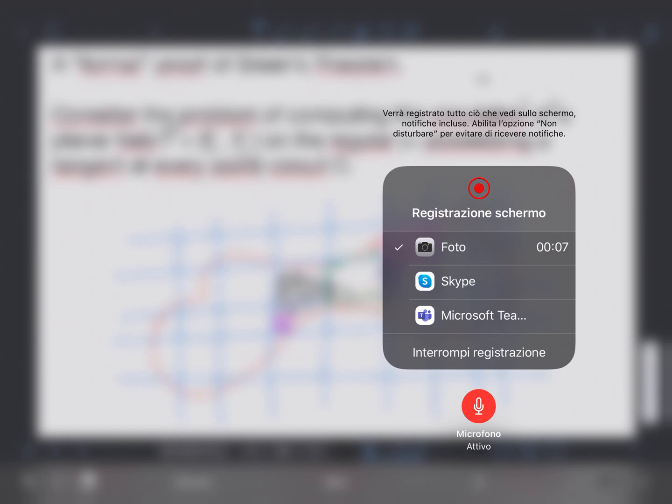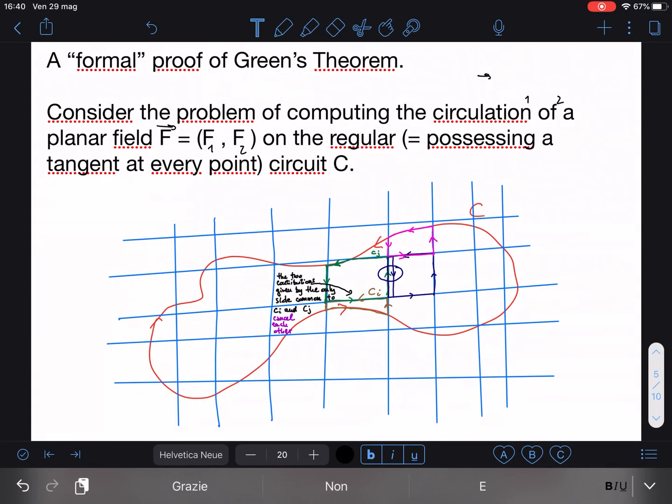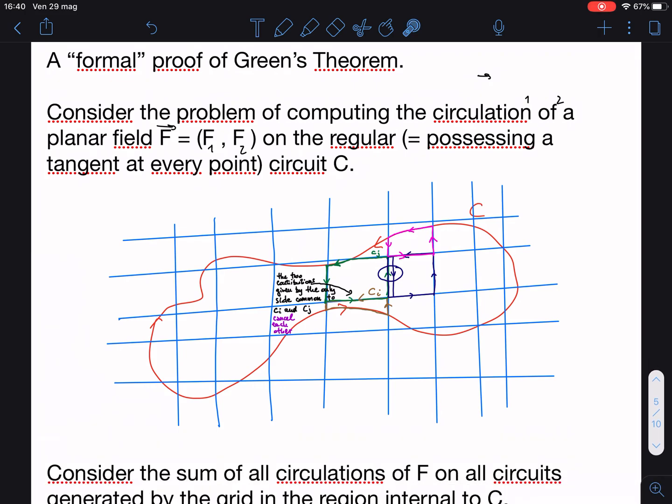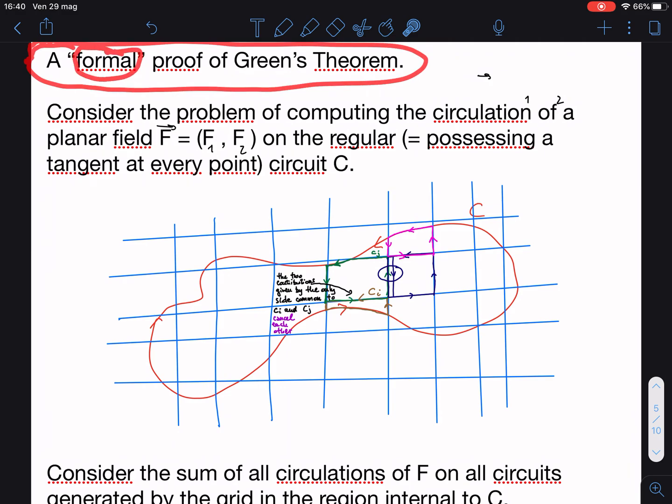And the microphone is active, so let us go to the lecture of today. The object of the lecture of today is just a proof of Green's theorem, but not a true mathematical proof. Instead of that, I will give you a formal proof. Formal, in mathematical language, means informal, which means that it is not a rigorous complete proof.